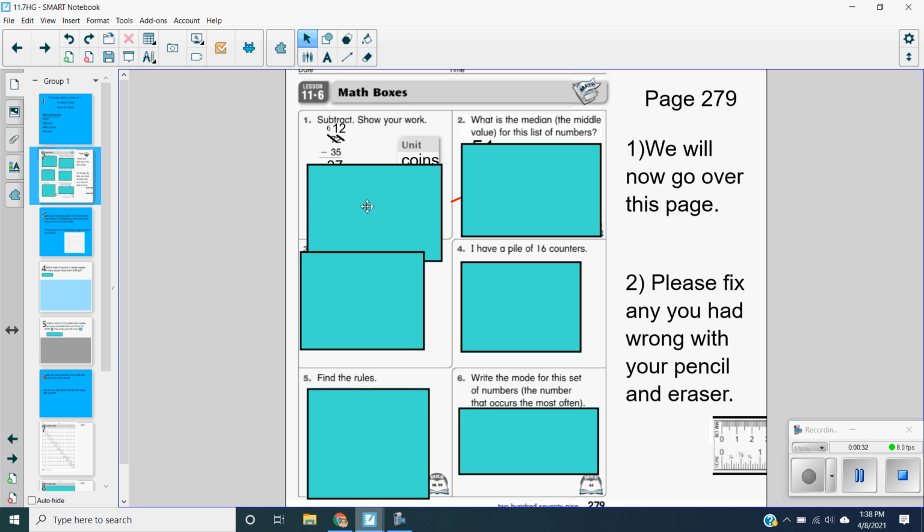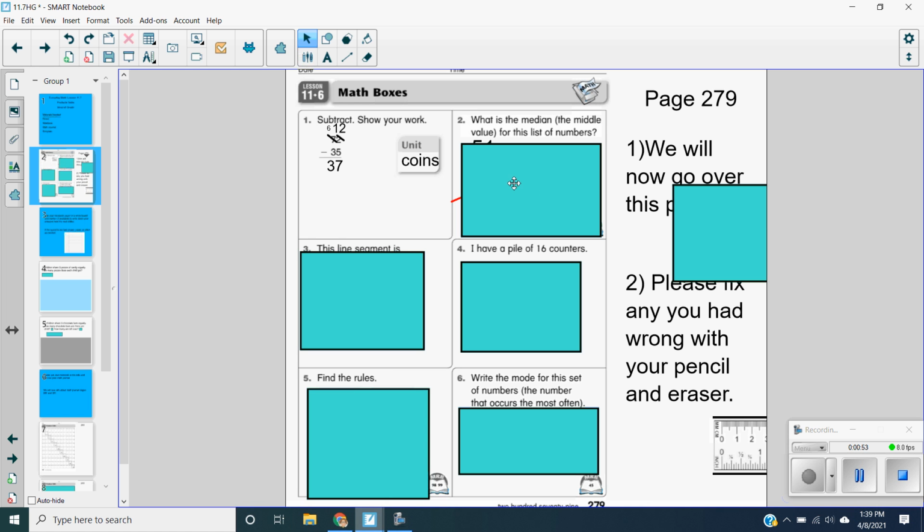So we had 72 minus 35, so I can't take 2 minus 5, so I went next door, I changed my 7 to a 6, my 2 now becomes a 12. 12 minus 5 is 7, and then our 6 minus 3 is 3, giving us our answer of 37. And the unit that I chose were coins.